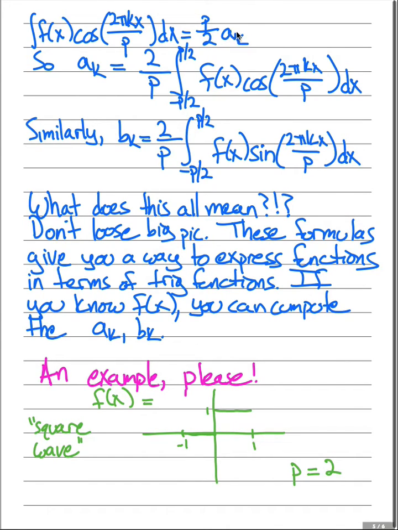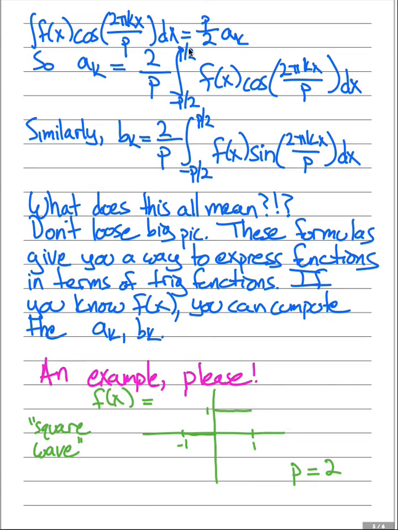And you can rearrange to solve for a_k. You find it's 2 over p times the integral of f of x times this cosine term from minus p over 2 to p over 2. So again, you have an infinite series, and you would perform this integral to find each a sub k.